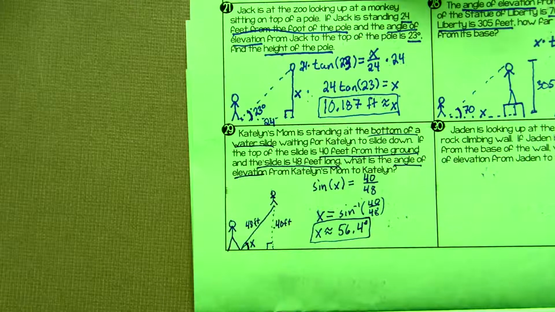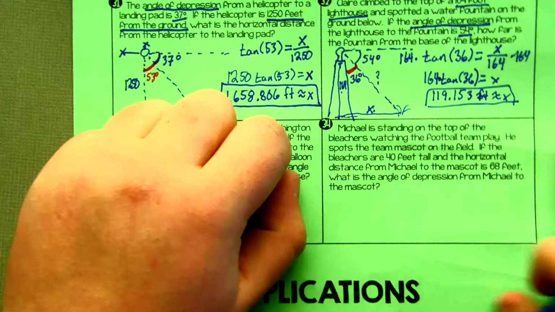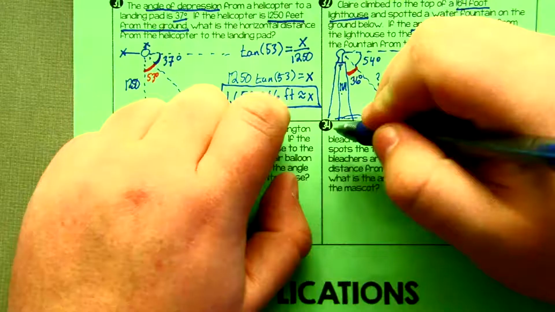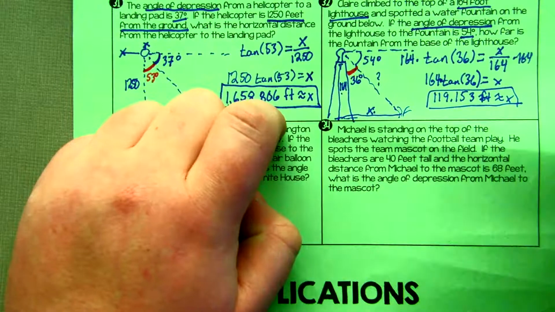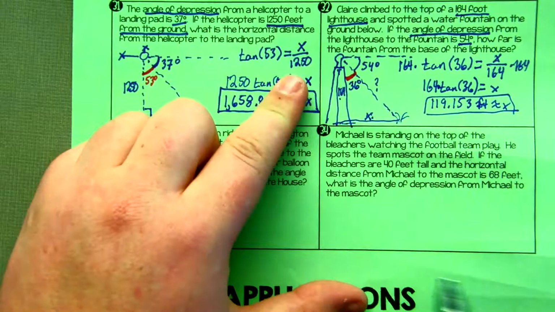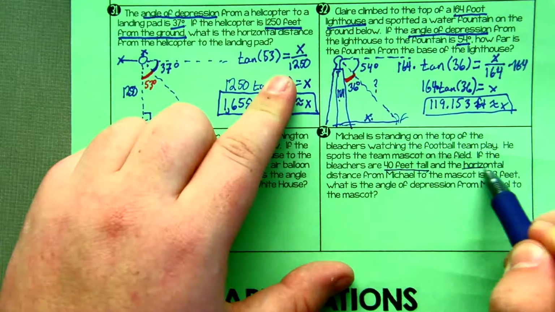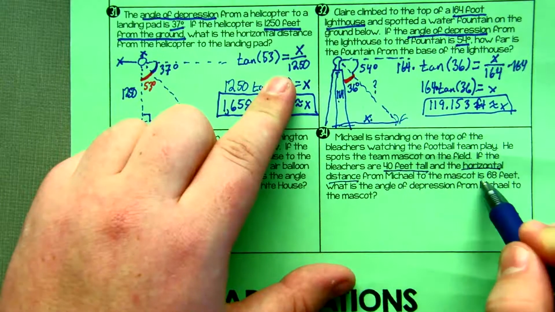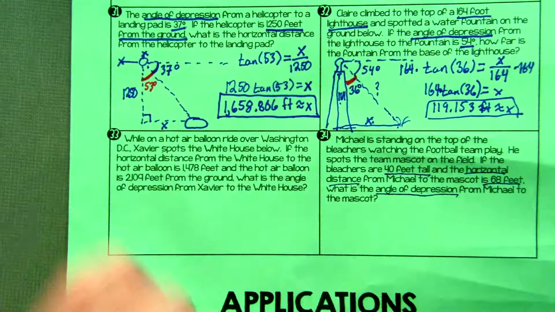Okay. The last problem we're going to work from the green flip book, we are fast approaching the end of the class today, I promise, is problem number 34. Michael is standing on the top of the bleachers watching the football team play. He spots the team mascot on the field. If the bleachers are 40 feet tall and the horizontal distance is 68 feet, what is the angle of depression from Michael to the mascot?